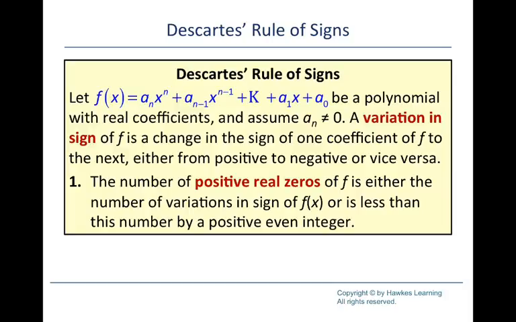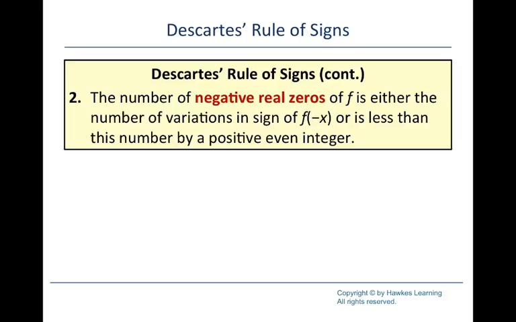So say we did our Descartes rule and we found there were 4 positive real zeros. It would be 4 or 2 or no positive real zeros, because we could have 4 real zeros, or we could have 2 real zeros and 2 complex zeros, or we could have all 4 zeros be complex.